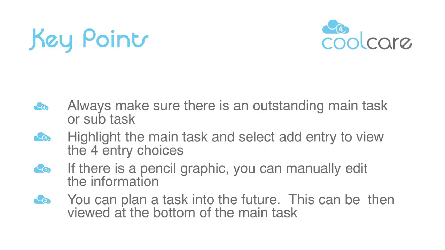Key points. Always make sure there is an outstanding main task or subtask. Highlight the main task and select the Add Entry to view the 4 entry choices. If there is a pencil graphic, you can manually edit the information. You can plan a task into the future. This can then be viewed at the bottom of the main task.